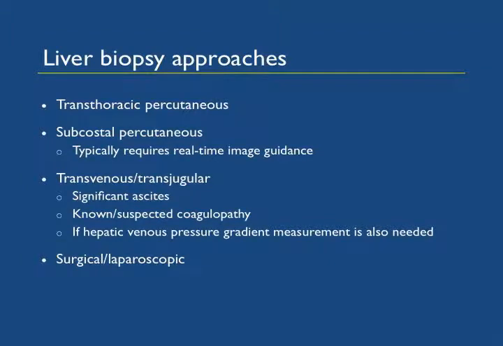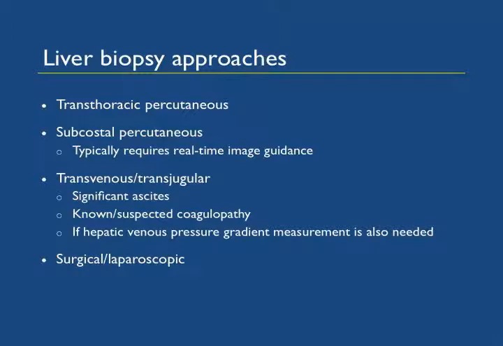Other approaches include the subcostal percutaneous approach, typically done by radiologists, and this typically requires real-time image guidance. An alternative approach is the transvenous or transjugular approach, where a catheter is introduced usually through the internal jugular vein down to the hepatic veins, and a biopsy can be done through a transvenous approach.